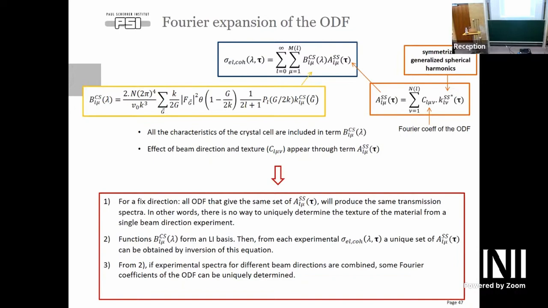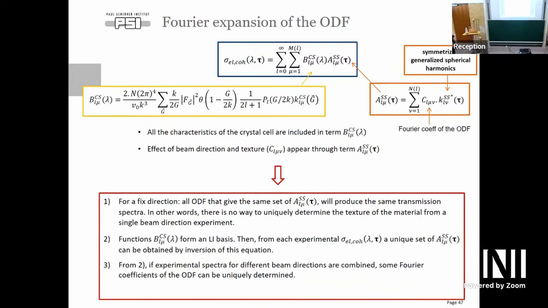The second implication is that this function B here should form a linearly independent basis. If we have this, we can retrieve a unique set of A and therefore a unique set of coefficients. So basically, if we measure several directions, we can uniquely extract the ODF coefficients. And the directions have to be chosen carefully, unfortunately. You have to know which directions you have.